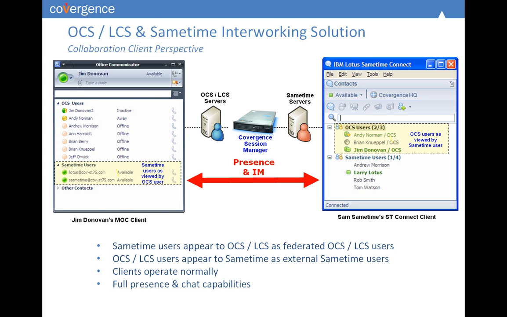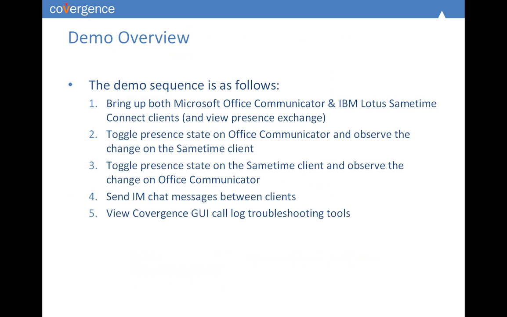From a demonstration sequence perspective, we're going to bring up both the Microsoft Office Communicator and the IBM Sametime client. We'll view some presence exchanges. We will also then toggle the presence state on Office Communicator and observe how that's changed on the Sametime Connect client. We'll then toggle presence state on the Sametime side and observe how that gets propagated to Office Communicator. We will then exchange a series of instant messages between the clients. And the last thing that we'll do is view the Convergence graphical user interface call log troubleshooting tools and show you how these tools can be used to assist in the troubleshooting and turn up of this particular application.